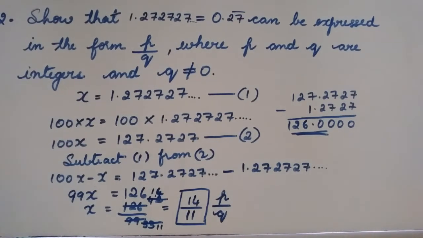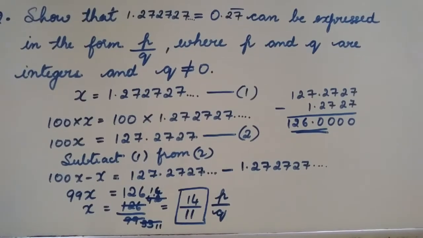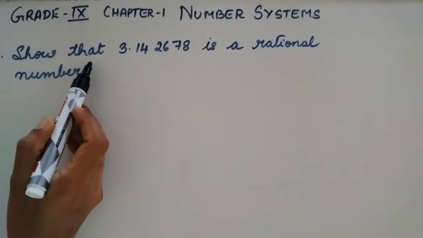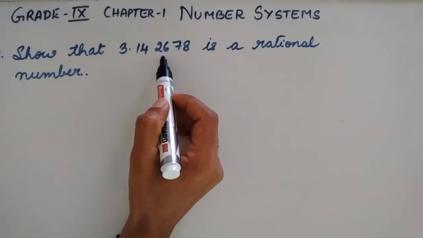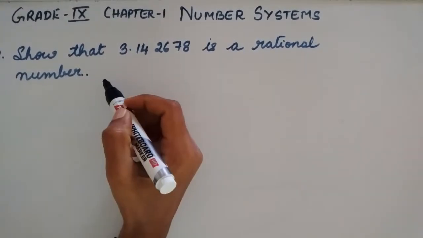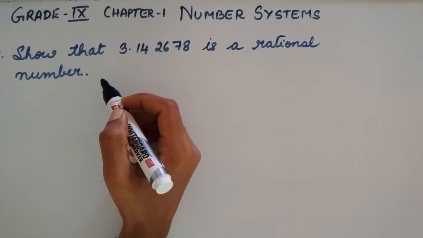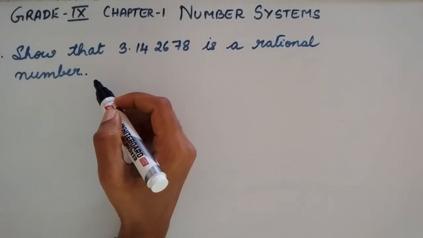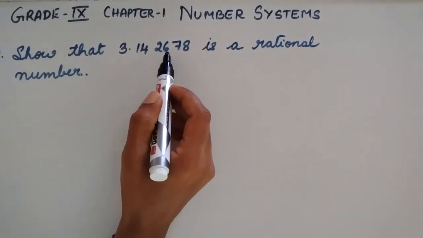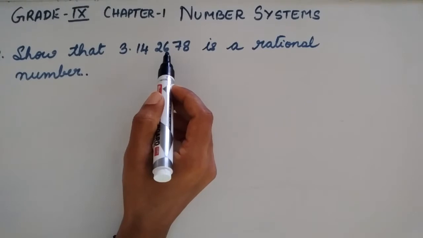Okay, now let us move to the third problem. Show that 3.142678 is a rational number. That is, we have to express this number in the form p by q, where p and q are integers and q is not equal to 0.